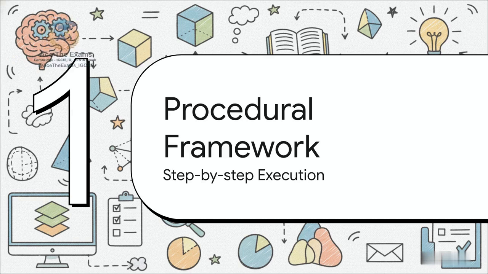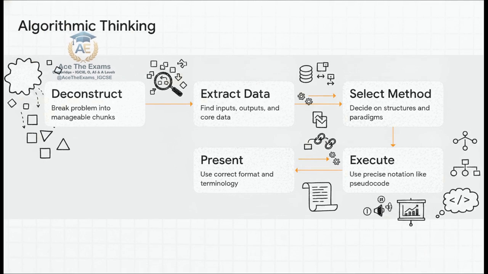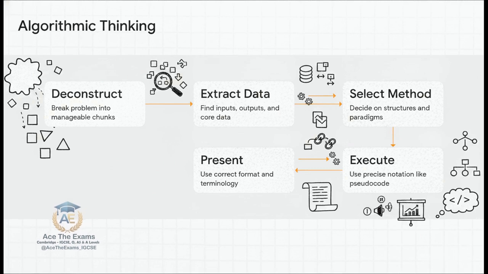All right, let's get into the transformation phase and look at the exact procedure. Algorithmic thinking isn't magic, guys. It's a highly systematic process, and according to the source material, there's a standardized sequence you must use: deconstruct, extract, select, execute, present.